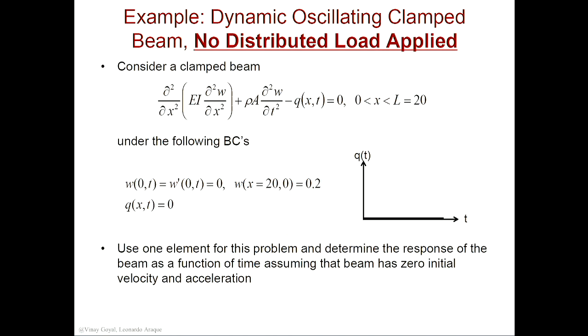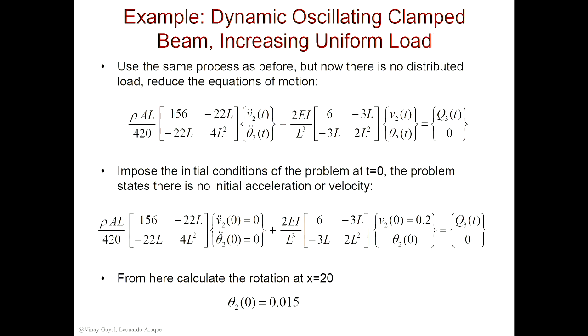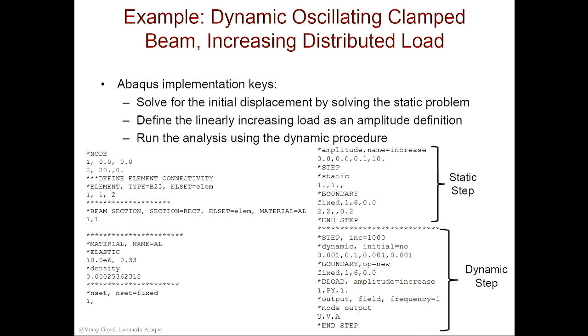So then I can run the same problem, but with no distributed force, apply a deflection at the very beginning, and let it go to see what will happen. So I did that. Same process, by the way. I get the same rotation. One thing I want to point out is after the static step here, I checked that my answer, 0.015, matched Abaqus. Abaqus will give you the rotations and the deflections at the very end of that static step, and I was able to confirm it was 0.015. So that gave me confidence that what I have probably makes sense.